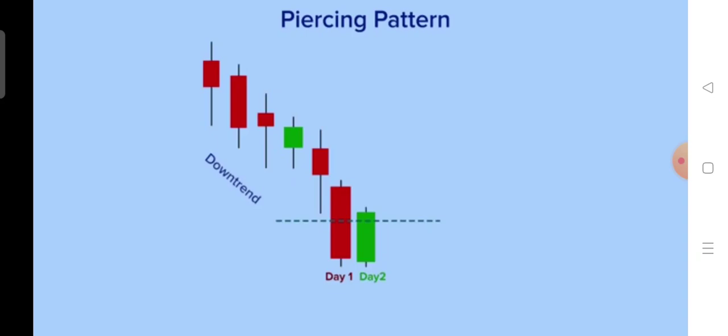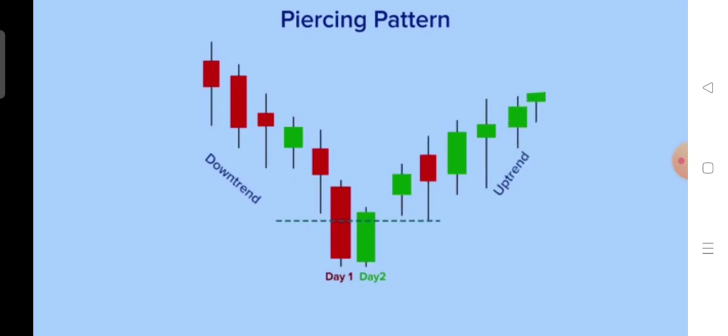So a red candle, then the next candle which begins from below the red candle's body and closes above the 50% of the red candle's body. If on the next day we find that the price moves above the high of these two candles, then someone can take a long trade with a stop loss below the low of these two candles forming the piercing pattern.